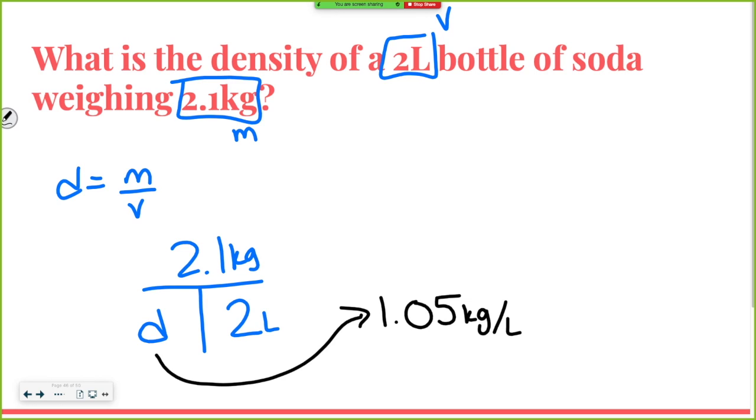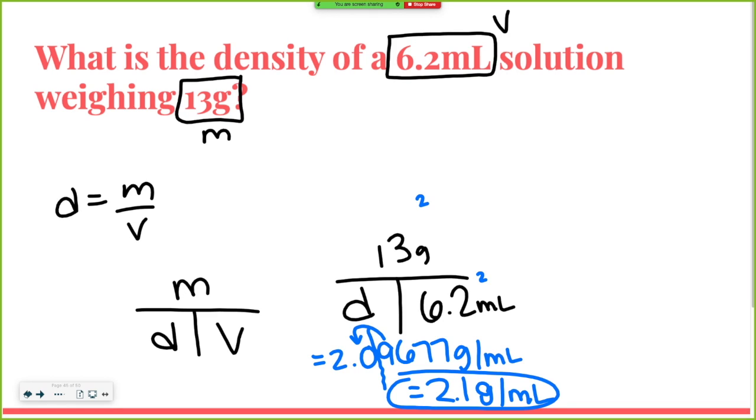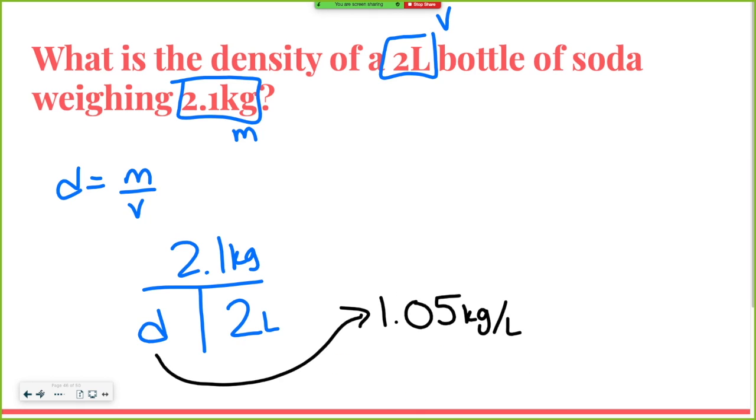Wait, so do we know from that chart you gave us, the first notes, whether it's mass or volume? Yes, because of your units. Liters always measures volume. Grams always measures mass. Would the word weigh in front of it help you? Yeah, it could. The one before this said it has a volume of X amount of milliliters. So yes, you can always use the words in front as a cue. All right, 1.05 kilograms per liter.